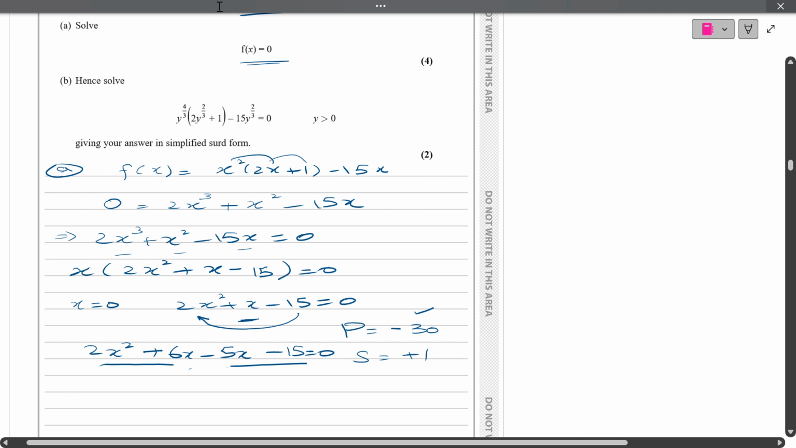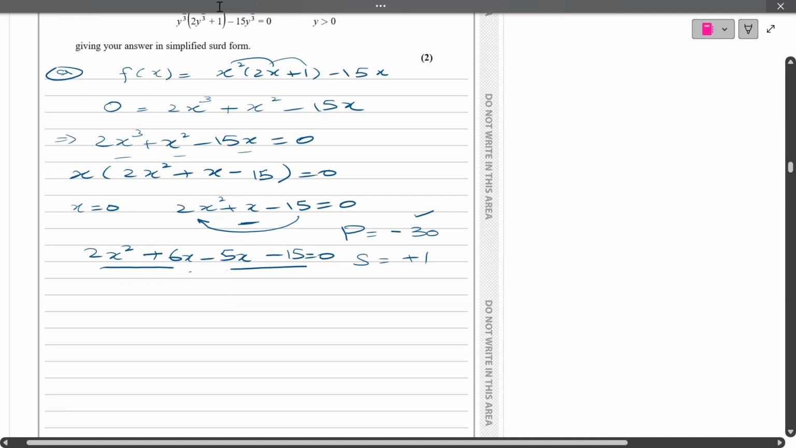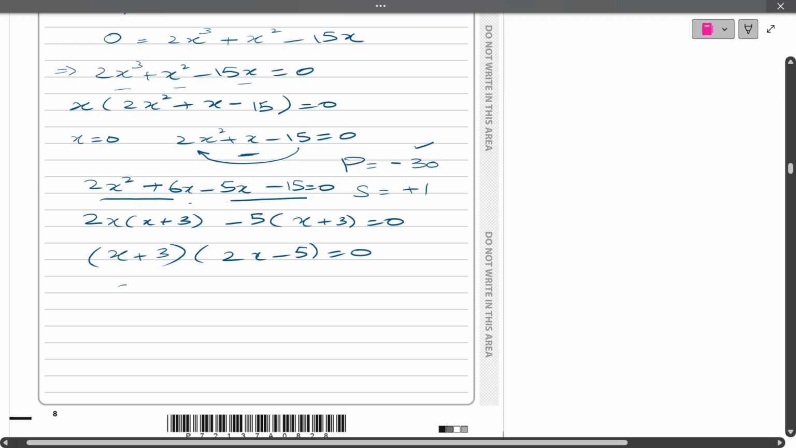So from the first pair, I can take 2x common, giving 2x(x + 3), and minus 5 is common from the second pair, giving minus 5(x + 3). So x plus 3 is common in both. Take it out, and inside I have 2x minus 5 left over. Let's solve for x. So x plus 3 equals 0, and here x equals negative 3. Or 2x minus 5 equals 0, and here x equals 5 over 2.